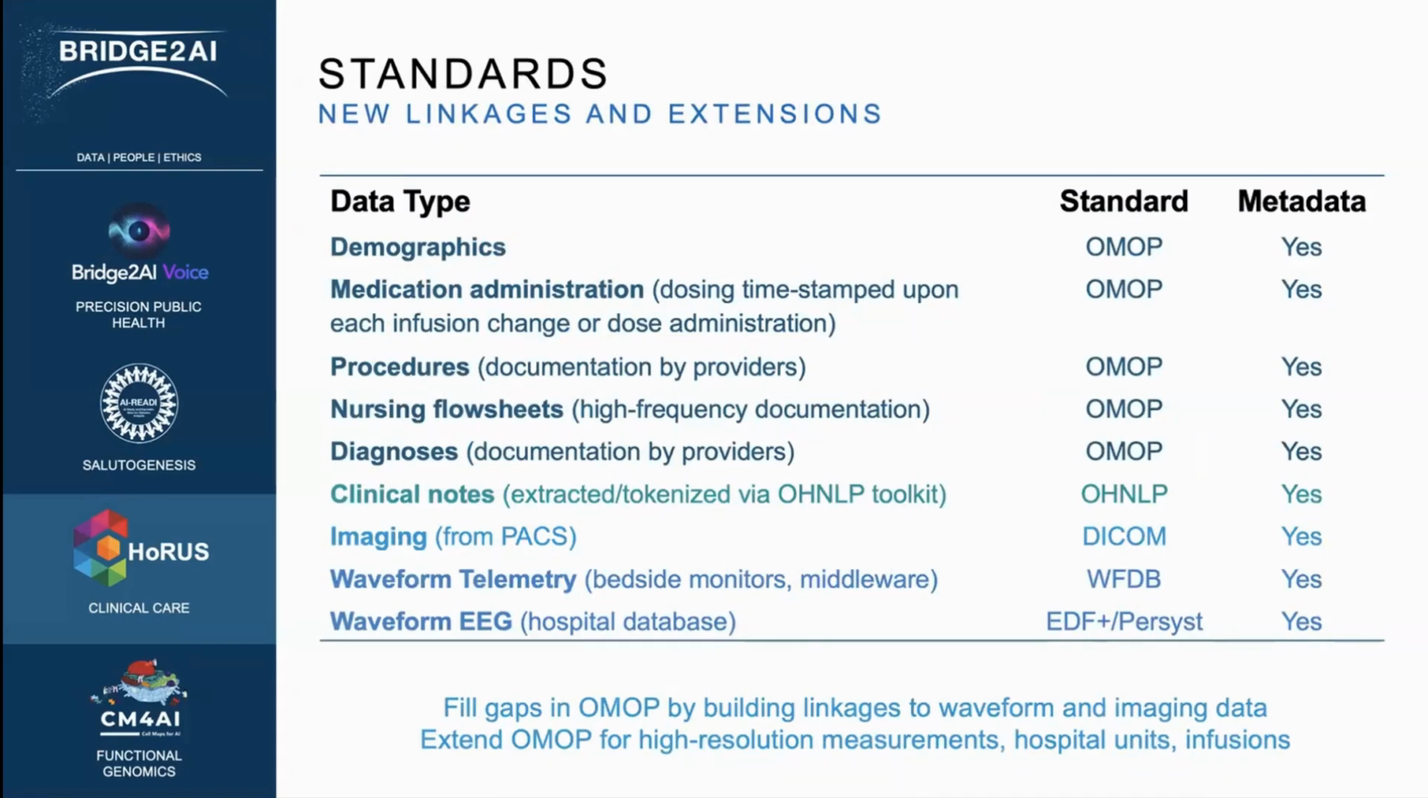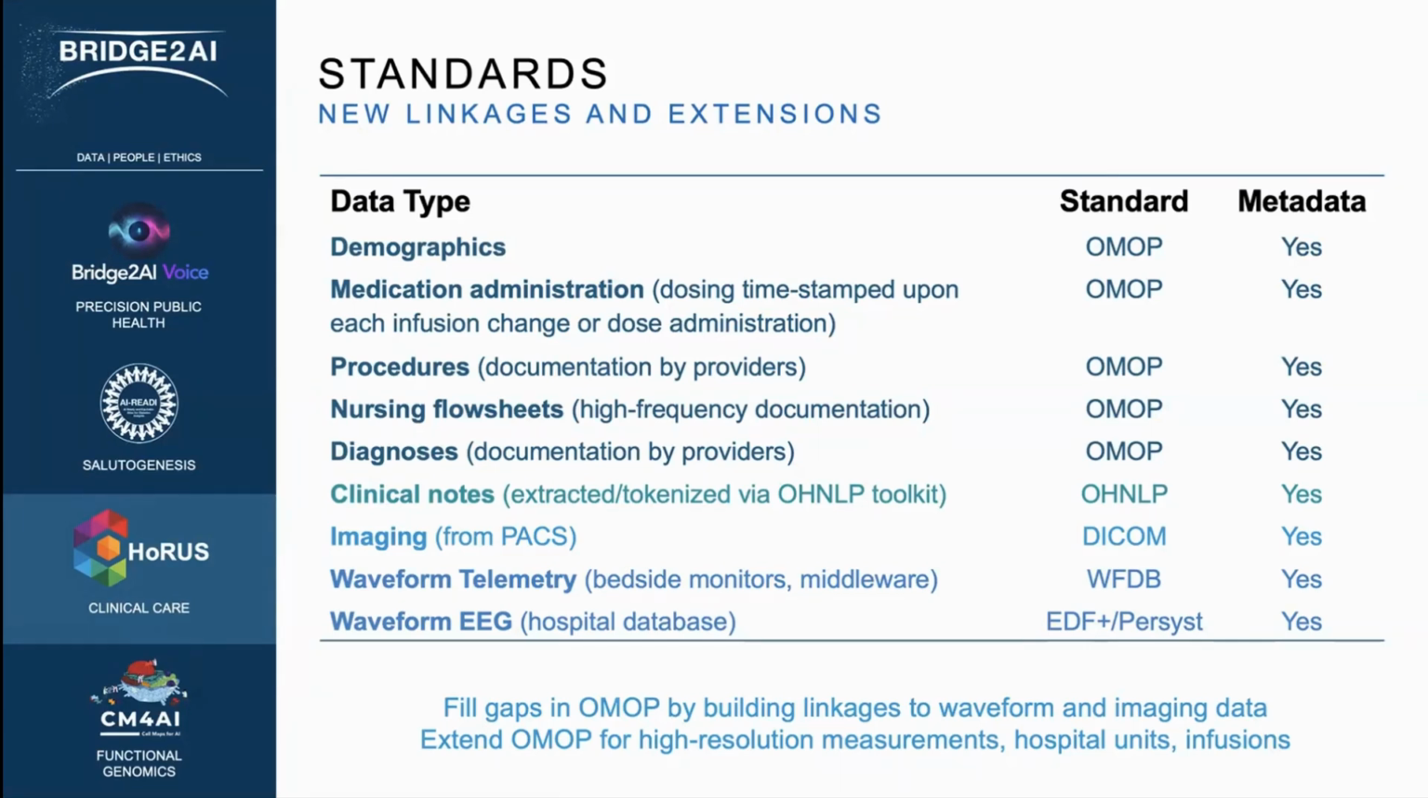Here's a little bit about the types of standards that we're utilizing. You can see the electronic health record data, demographics, medication administrations, procedures, really very rich nursing flow sheets and diagnoses are all in the OMOP Common Data Model standard. That has not meant that we've been able to use OMOP for everything. We've had to, in some cases, extend OMOP where it doesn't include current standards, for example, for infusions or some of these flow sheet measures.